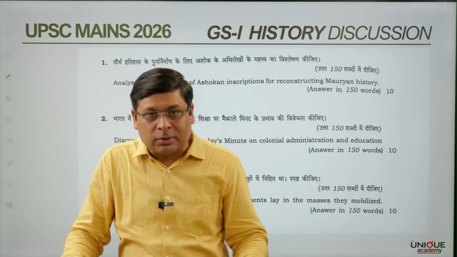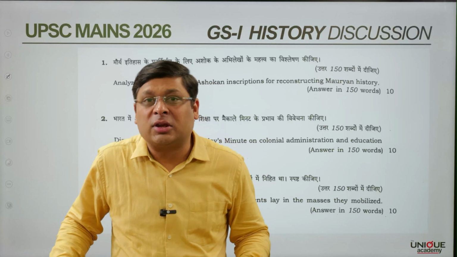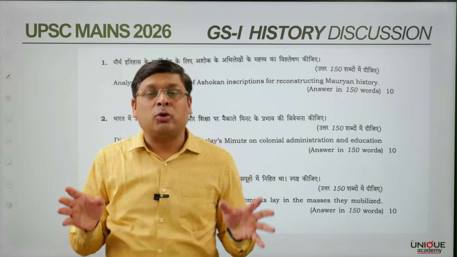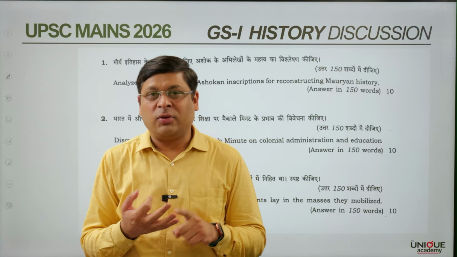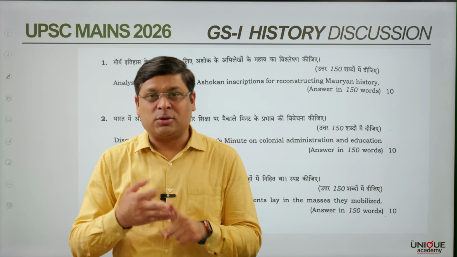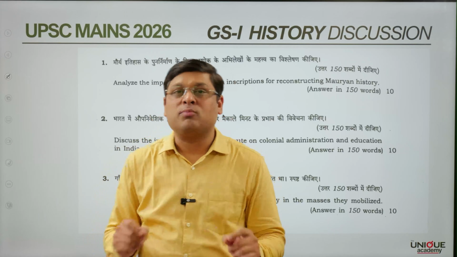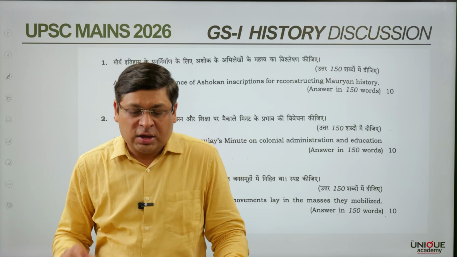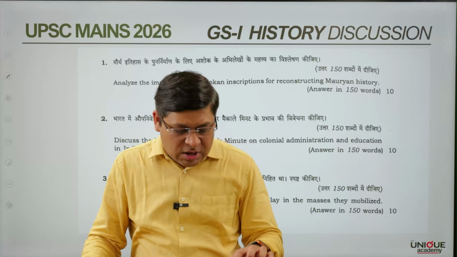So Rock Edict number 13 talks about Ashok's relations with Hellenistic kingdoms, right? So we get to know foreign policy. So policy aspect, structure of the administration, we get to know the nature of the state in terms of centralized welfare state, right? And we also get to know about foreign policy of the Mauryan state. A lot of information can be found from Ashokan inscriptions.